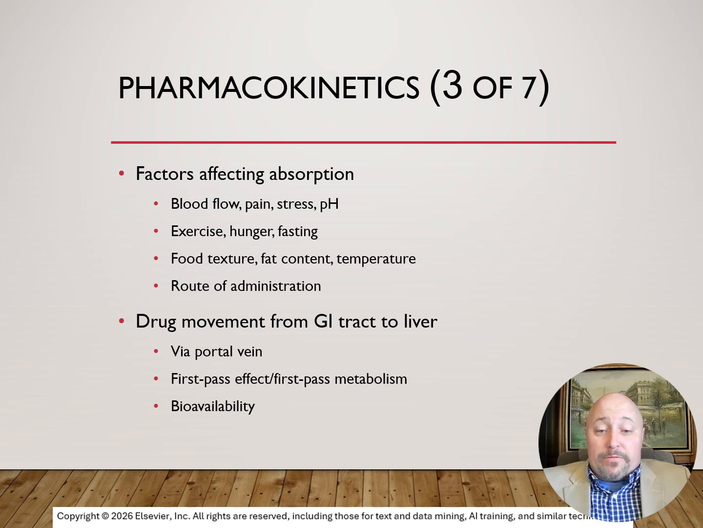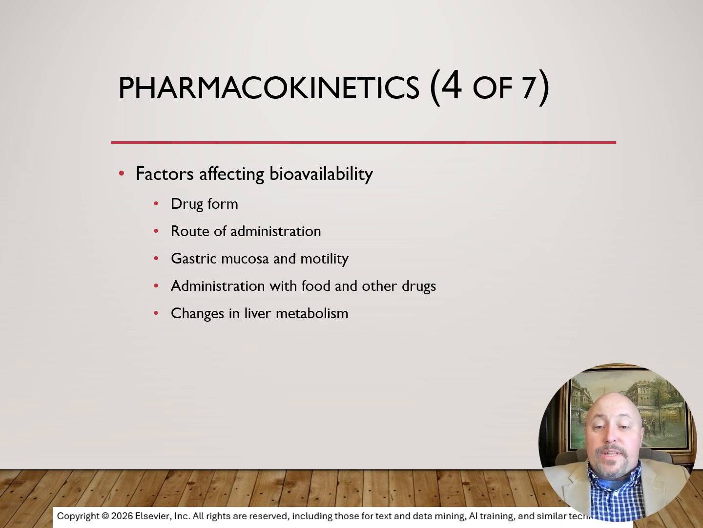When dealing with drug movement from the GI tract to the liver, this is primarily accomplished via the portal vein, and we also may see what's called the first pass effect. And in this case, the metabolism within the liver actually changes the molecular structure of that drug. And this also plays a major role in the bioavailability as the drug is then spread around the body. This bioavailability can be affected by everything from the drug form, the route of administration, the gastric mucosa and motility, the administration with food and other drugs, and of course, that first pass effect and the changes in the liver metabolism.